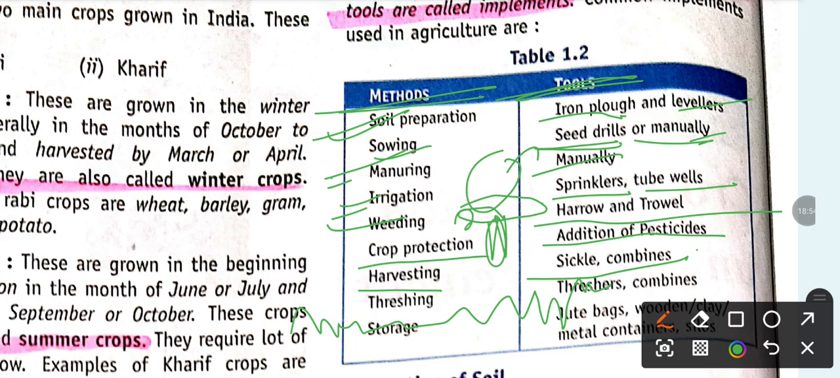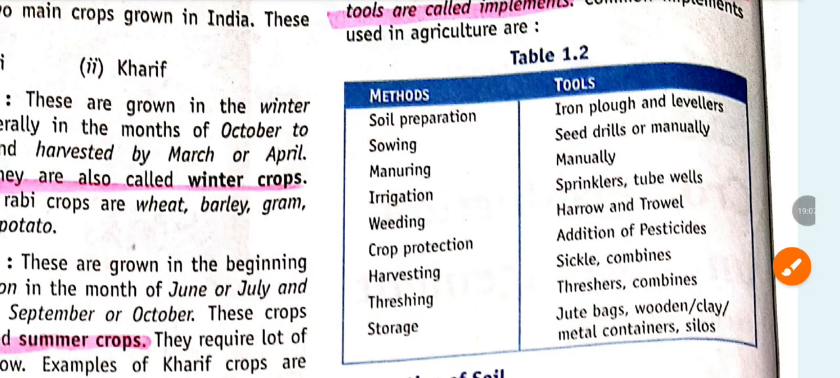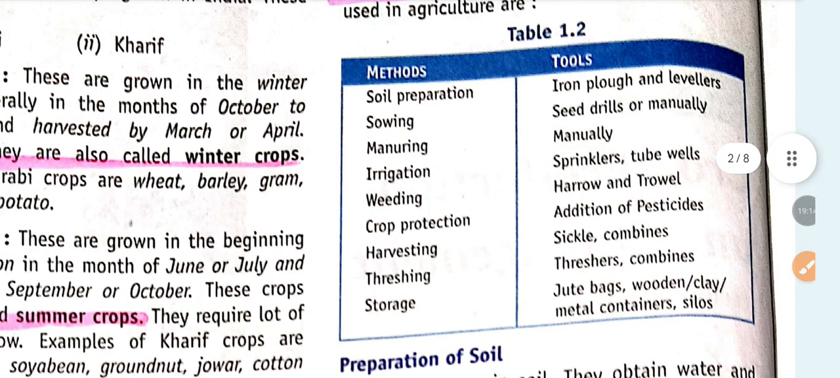A sickle is a thing like this, and there is a handle attached so that you don't cut your hand. Threshing is done by threshers and combines. And for storage, we use jute bags, wooden, clay and metal containers, and silos are the things in which some crops are kept.